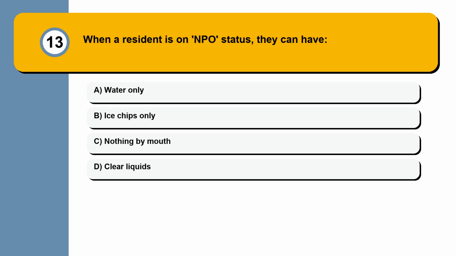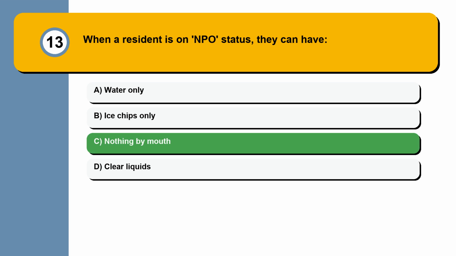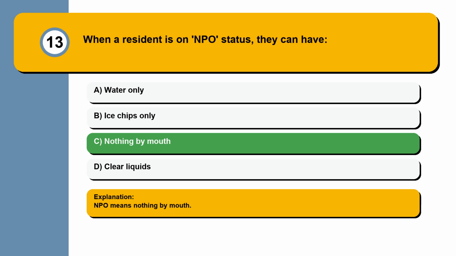Question 13. When a resident is on NPO status, they can have water only, ice chips only, nothing by mouth, clear liquids. NPO means nothing by mouth.